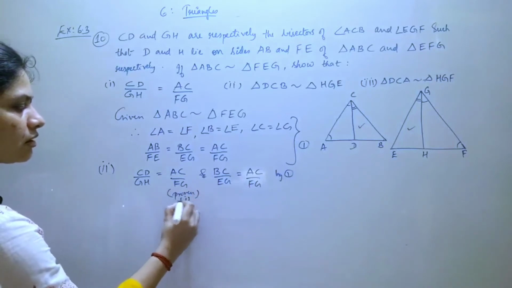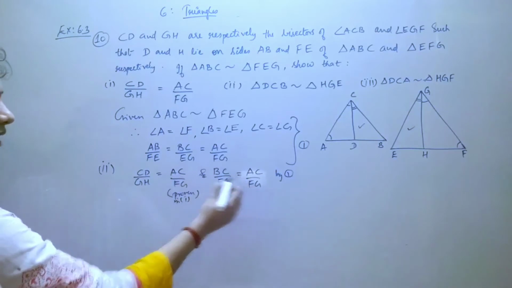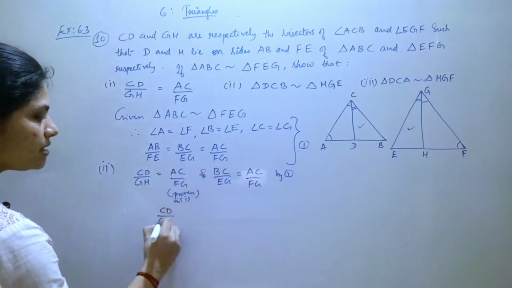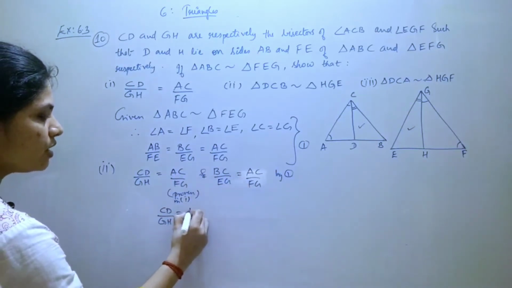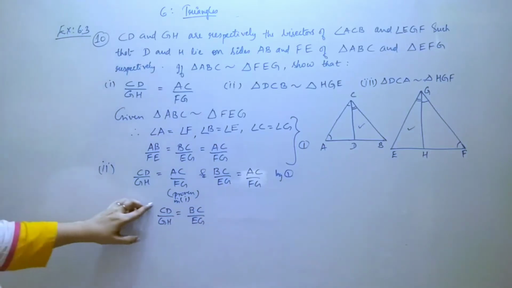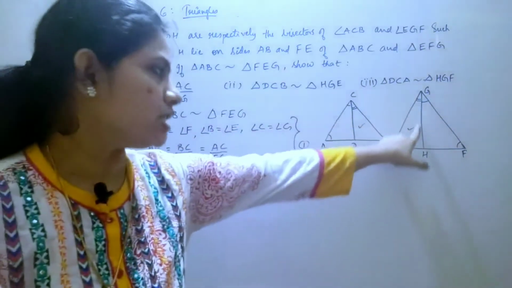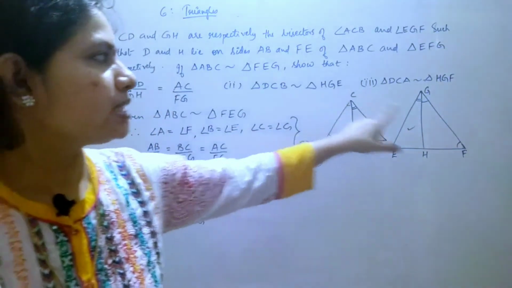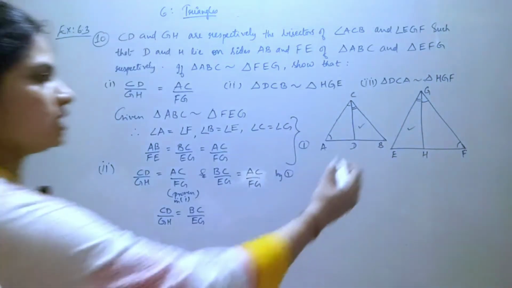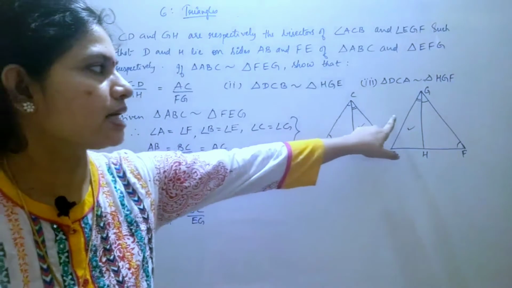That is your proven first part. These two combined will give you CD by GH is equal to BC by EG. Clear? CD by GH is equal to BC by EG. Now you need, actually you got these two sides and these two sides.